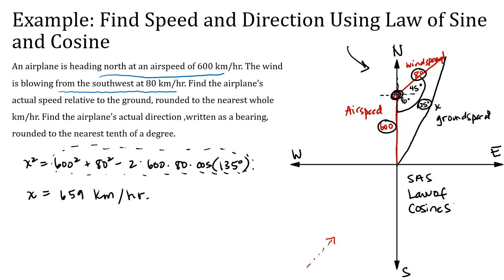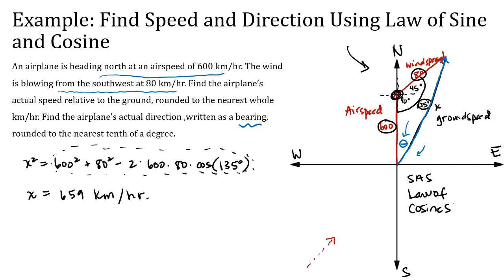Now, the last piece of this is to find the airplane's actual direction. So the airplane is actually flying now in this direction. So there is an angle with the horizontal axis. There's an angle with the vertical axis. Which one is the bearing? Well, the answer is the angle with the vertical axis, the angle that is positioned next to north. I'm going to call that theta. So if I can solve for that theta, then I have found the bearing.